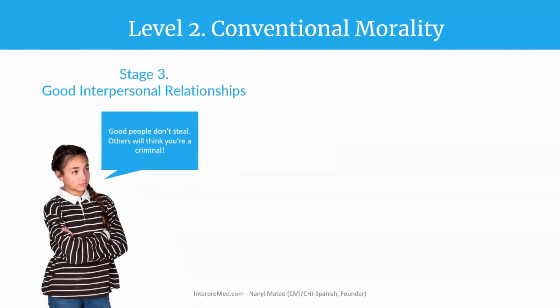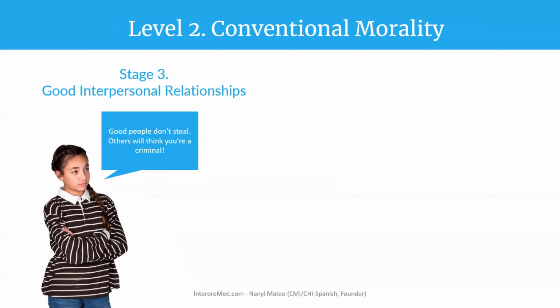In stage 3, children, now in their adolescence, move away from seeing morality as simple deals and the what's in it for me position. Instead, they begin to value social approval from others and strive to be the good boy or good girl by living up to social expectations and rules of good behavior.